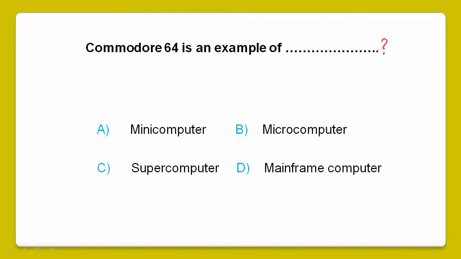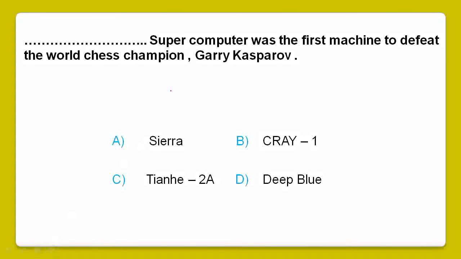Okay. If you want, you can search it in Google. The answer is B, microcomputer. Commodore 64 is an old microcomputer, and this is the answer to the question. So this is a fact-filled question. Next question. Deep Blue Supercomputer was the first machine to defeat the world chess champion Garry Kasparov.